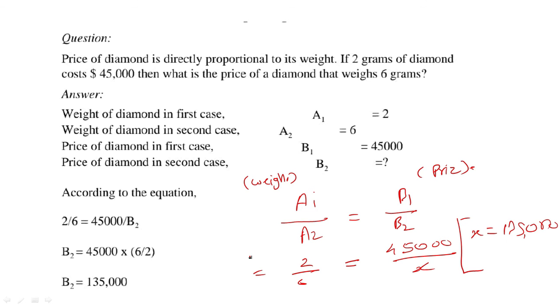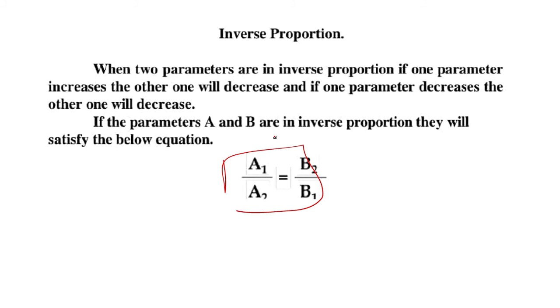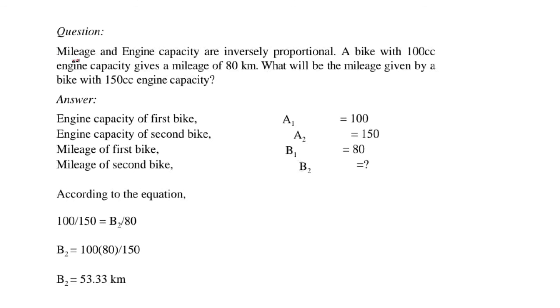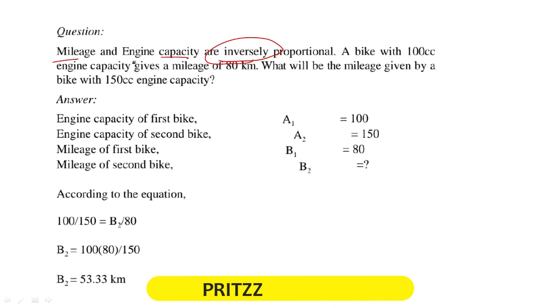Now in inverse proportion, we have to do the same thing, just write one quantity in inverse manner. Like here we wrote a1 upon a2 for the A quantity. For the B quantity we write b2 upon b1. So let's see the question. The mileage and engine capacity are inversely proportional. That's given. So mileage is inversely proportional to capacity. If capacity increases, the mileage will decrease. That's what inverse proportion is.